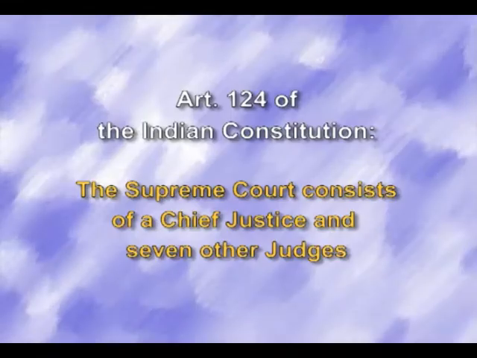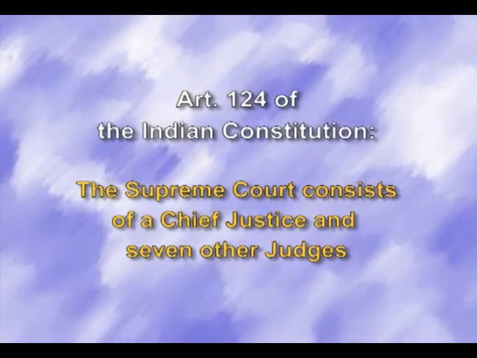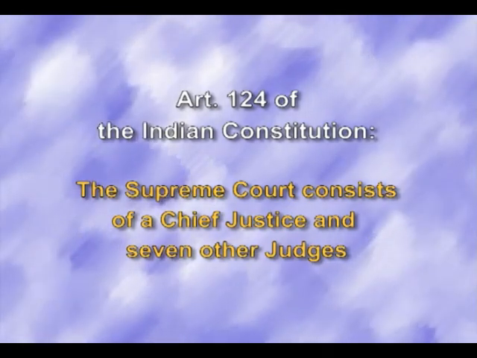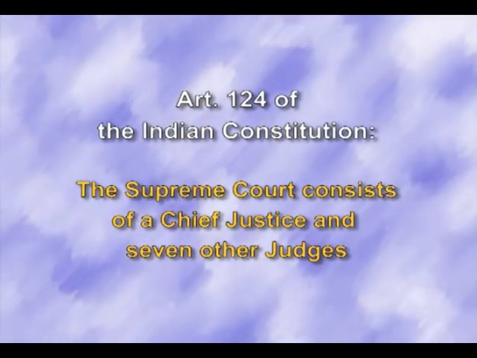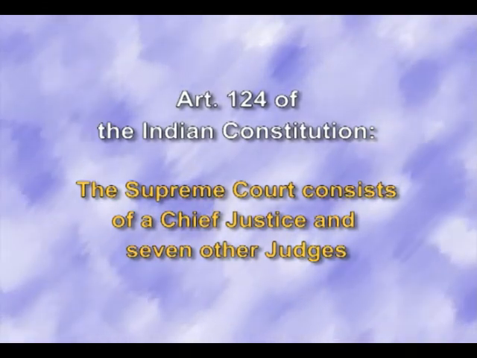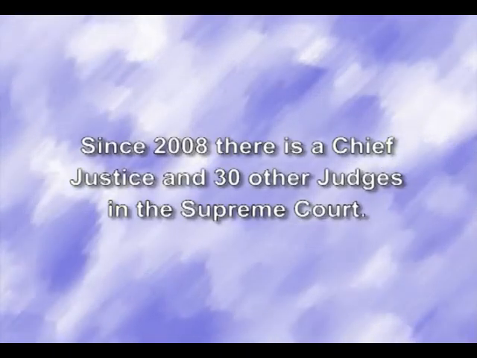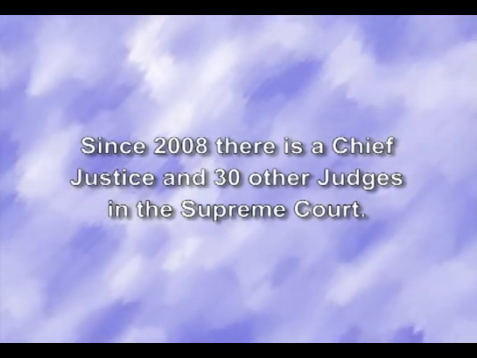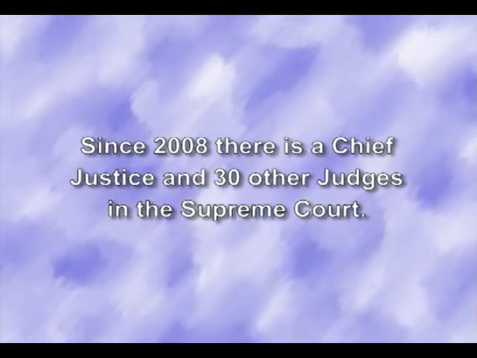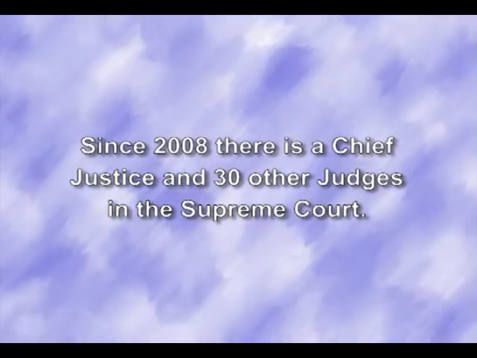According to Article 124 of the Indian Constitution, the Supreme Court consists of a Chief Justice and 7 other judges. The Parliament of India has been given the power to increase the number of judges. Accordingly, the Parliament subsequently progressively increased the number of judges. At the moment, the Supreme Court consists of a Chief Justice and 30 other judges.